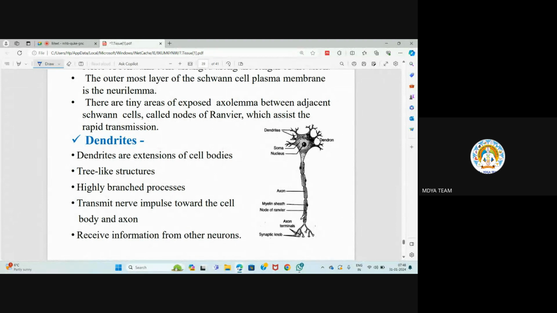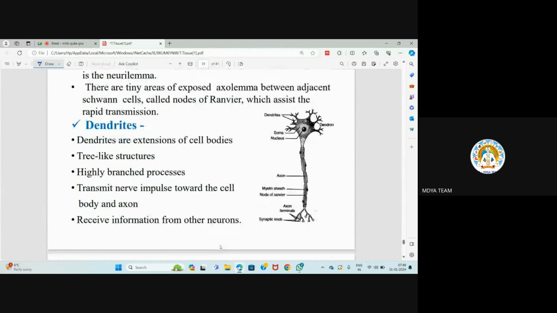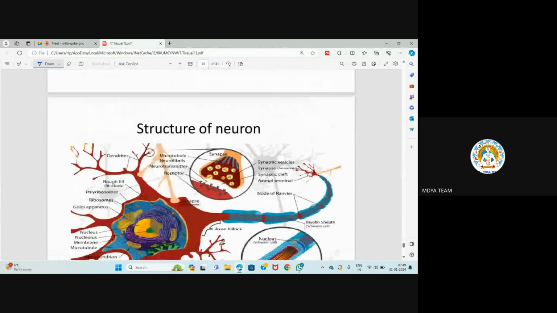Now we will learn about dendrites. Dendrites are extensions of cell bodies. Yes, they are branched extensions of the cell body. Tree-like structures, highly branched processes, transmit nerve impulses toward the cell body and axon, and receive information from other neurons. Very easy, we have already discussed. Now this is the picture we have already seen.